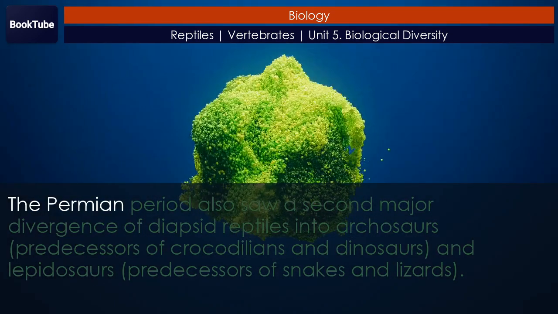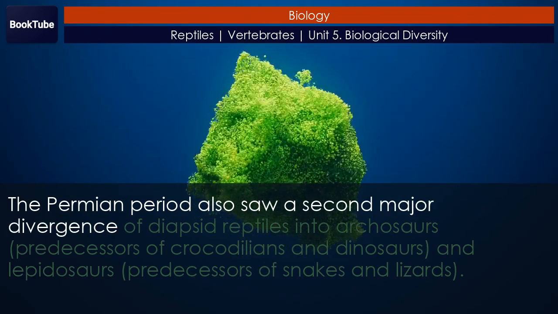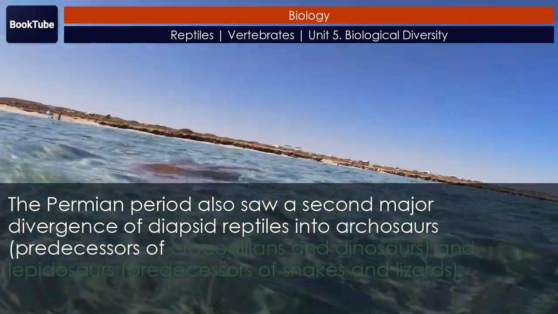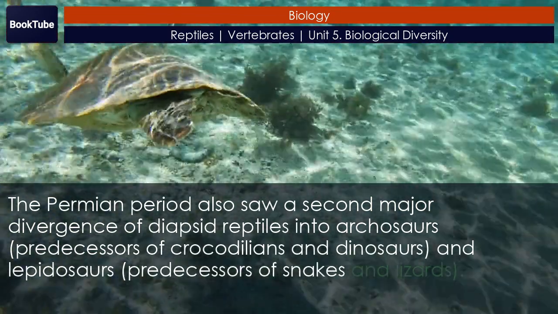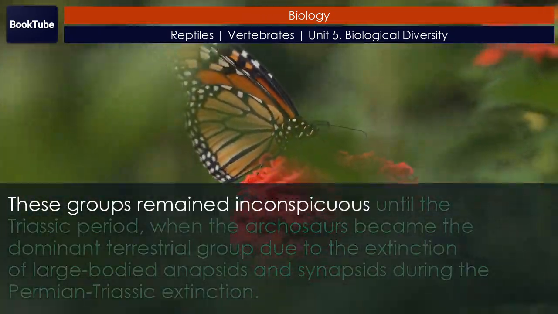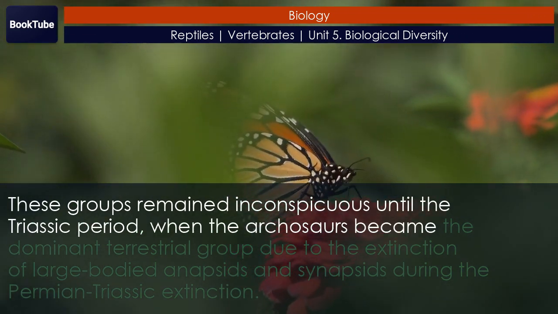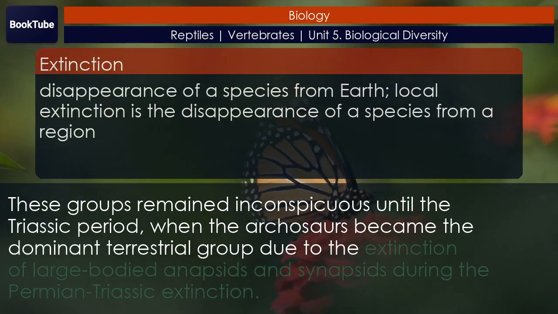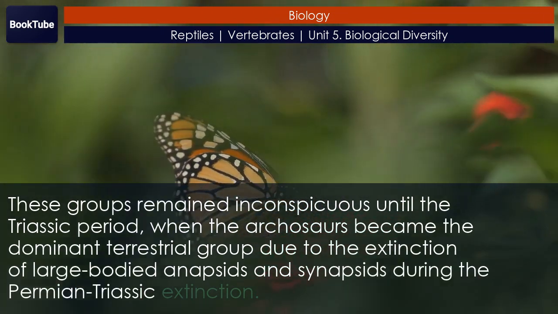The Permian period also saw a second major divergence of diapsid reptiles into archosaurs, predecessors of crocodilians and dinosaurs, and lepidosaurs, predecessors of snakes and lizards. These groups remained inconspicuous until the Triassic period, when the archosaurs became the dominant terrestrial group due to the extinction of large-bodied anapsids and synapsids during the Permian-Triassic extinction.